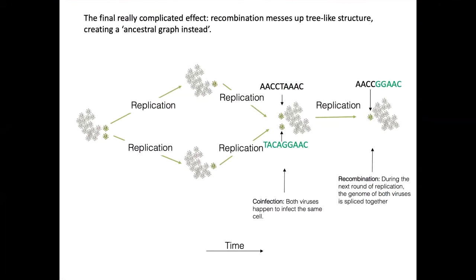There is one which is absolutely fundamental, which is recombination, because recombination doesn't just blur phylogeny, it actually messes up this tree-like structure, replacing the tree by an ancestral graph. So if you go back to our picture, you can imagine two viruses that separate and start to form lineages. There's one here at the top and one at the bottom.